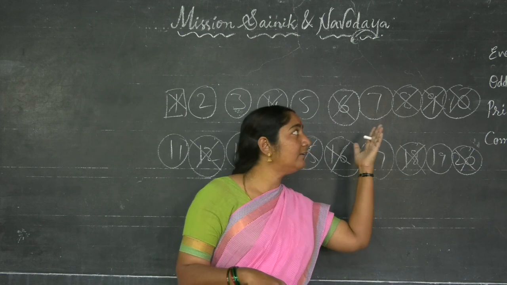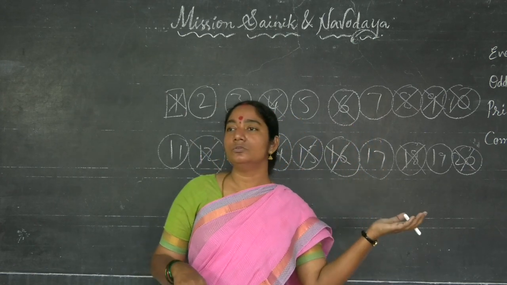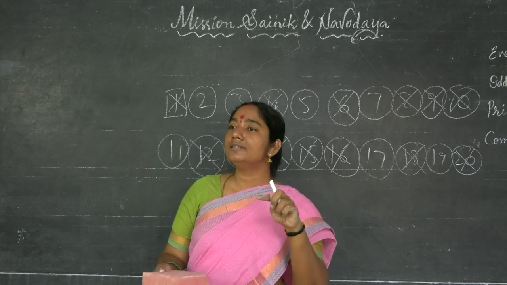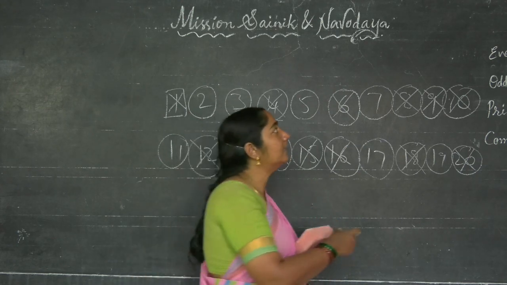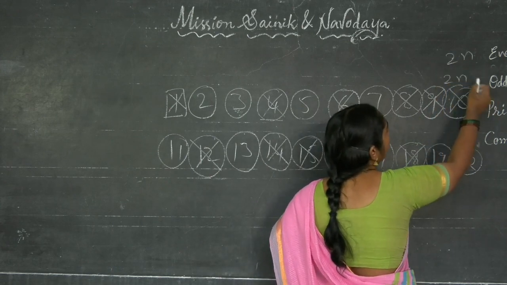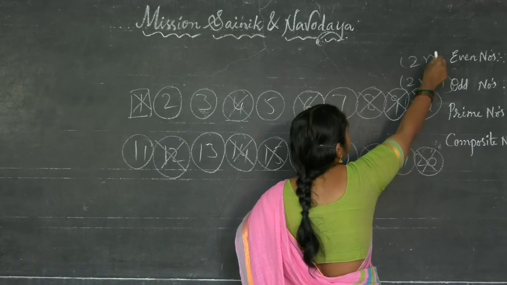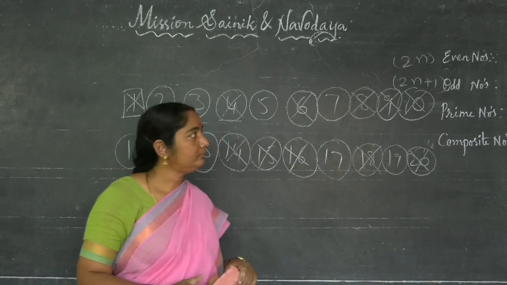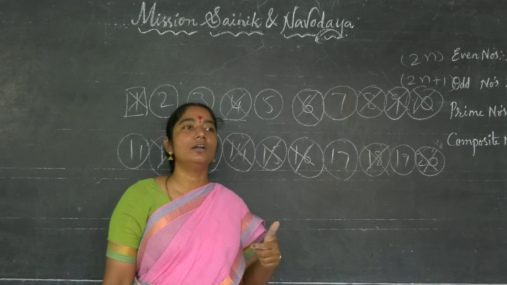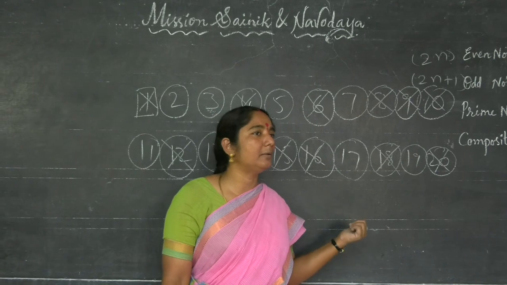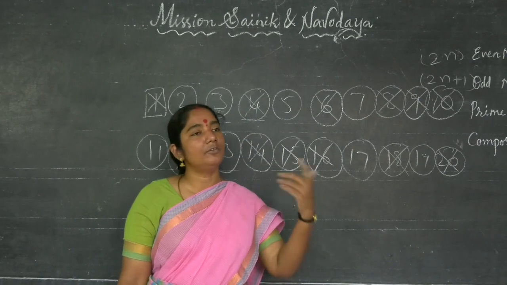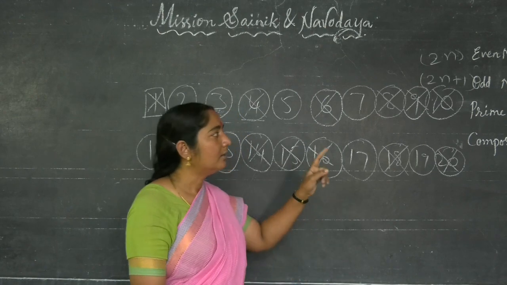And we have seen what are the even numbers, divisible by 2, the remainder is 0. Odd number, when you divide by 2, the remainder is 1. In general, you write an even number as 2n, and an odd number as 2n plus 1. This is the general form we write. Coming to prime numbers, if a number has only itself and 1 as the factors, we call it a prime number. If it has more factors, then it's called a composite number.